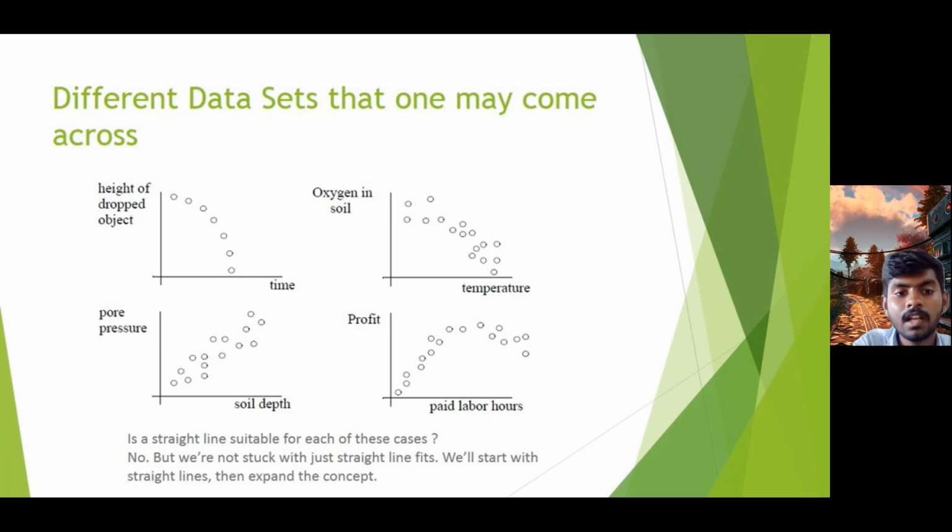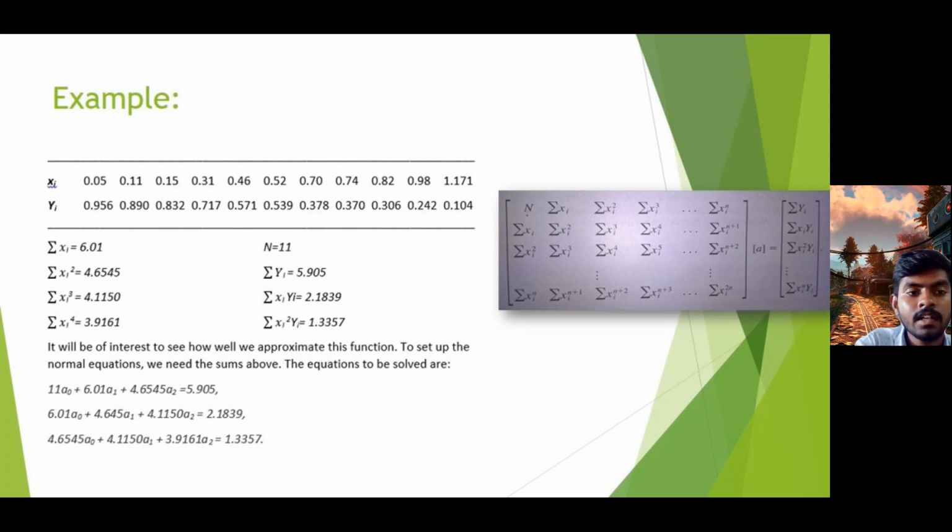For example, we take paid labor hours and profit. If the labor works for more hours, he gets more profit. In order to fit these data points, we use different polynomial equations. And here is one example. We are given the data points. We take the summations of xi, yi, xi², xi³, xi⁴, xiyi, and so on.